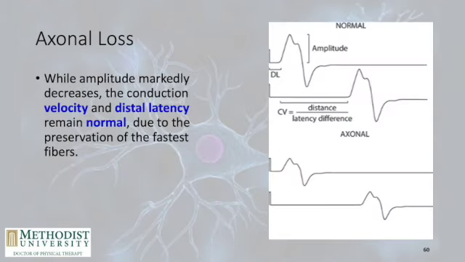So looking at axonal loss even farther, when the amplitude markedly decreases, the conduction velocity and distal latency are going to remain normal due to the preservation of the fastest fibers. So when that amplitude goes down, we're still going to have some fibers in the middle that are going to give us that conduction velocity. What I want you to get out of this is those fastest fibers, those most important fibers, are the ones in the middle. We're going to lose the least important ones first, but that's going to show a decrease in amplitude.